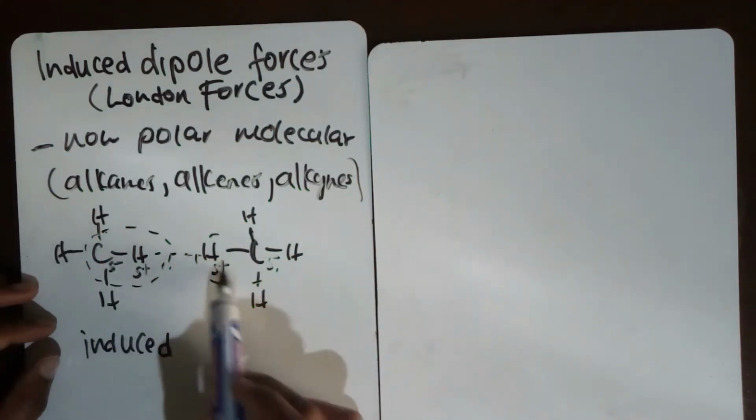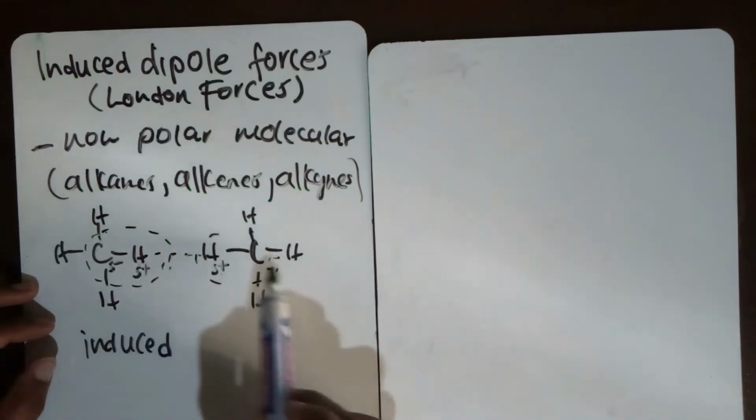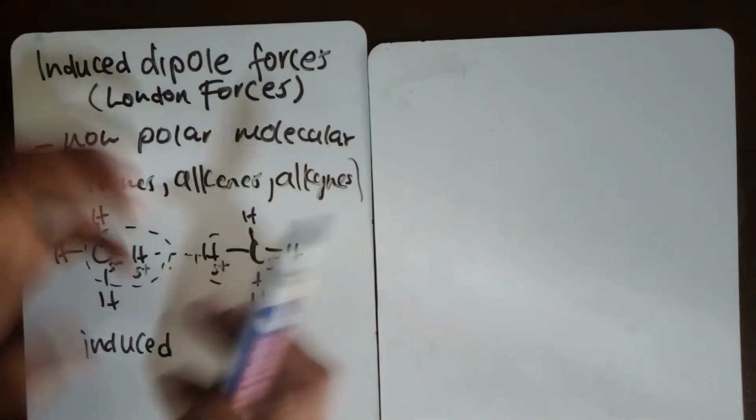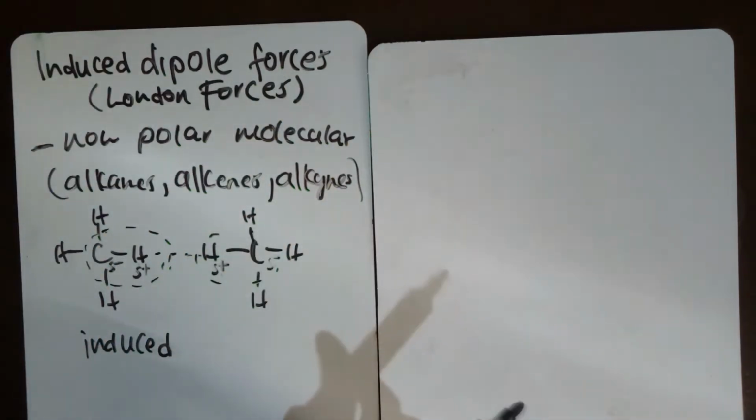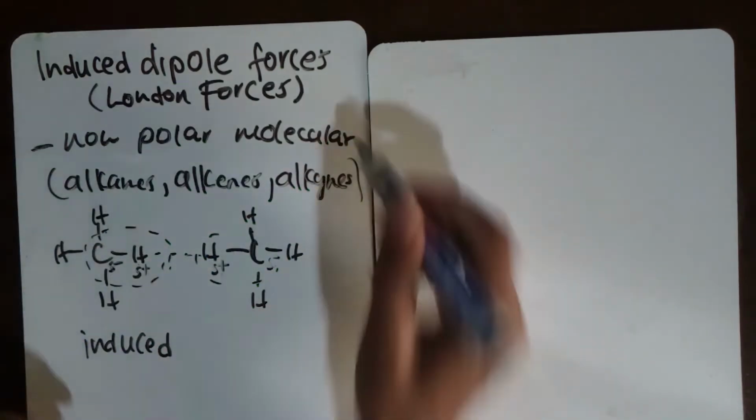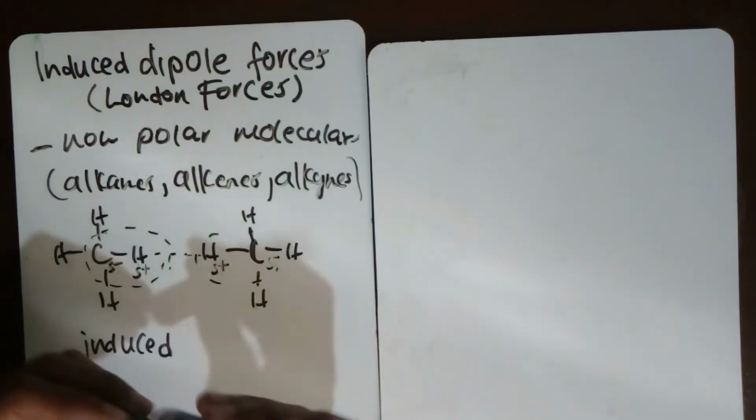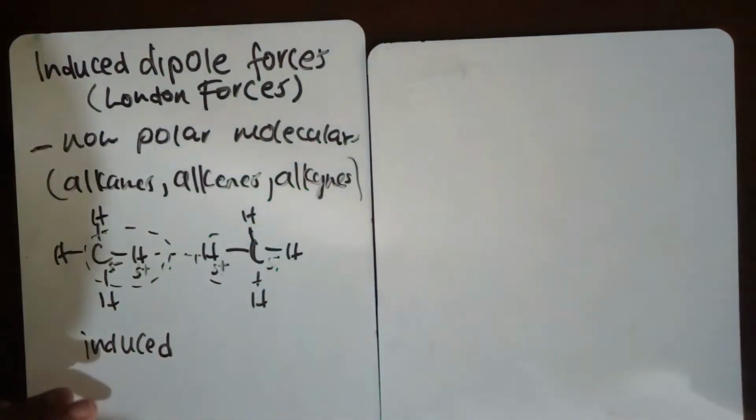The negative will be attracted to the positive, and this positive to this negative. So then we'll have those London forces between the two, right? Like I mentioned, examples of nonpolar molecules can include all your alkanes, alkenes, as well as your alkynes.